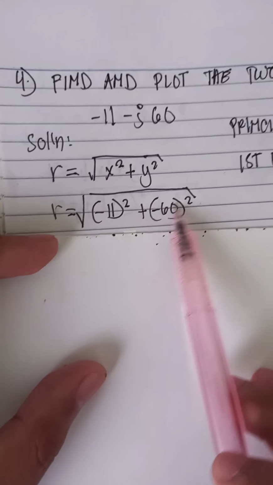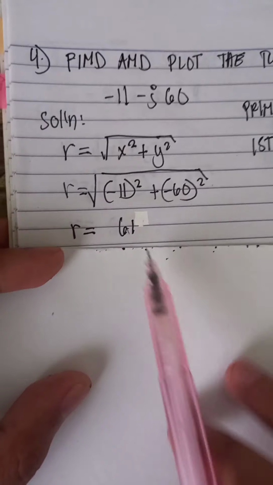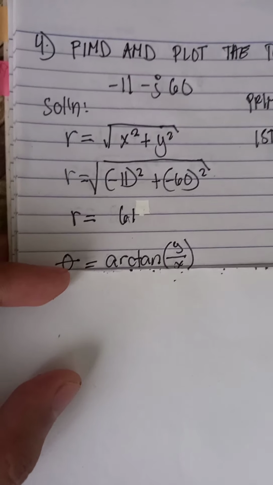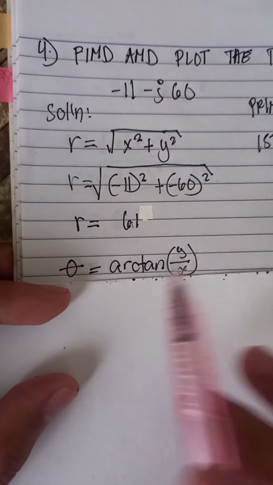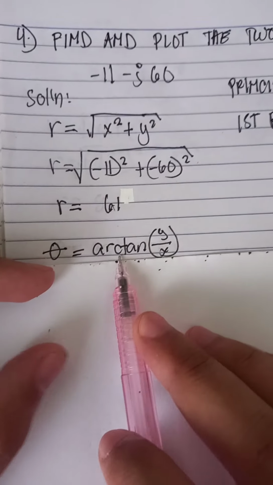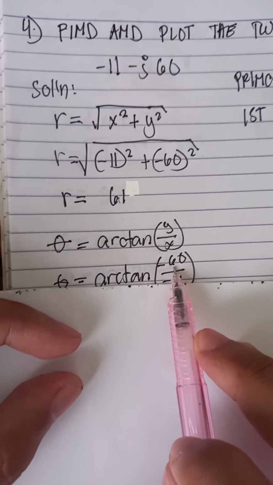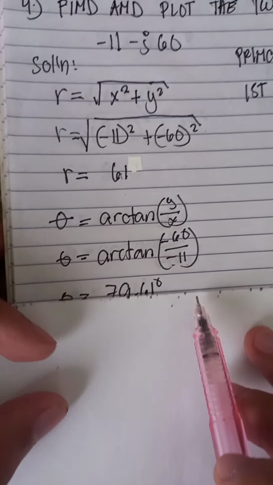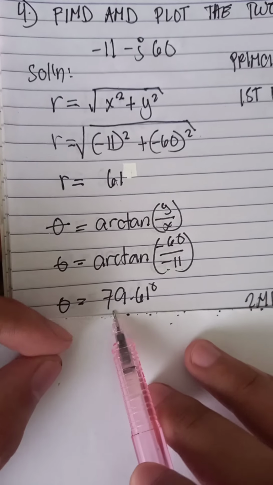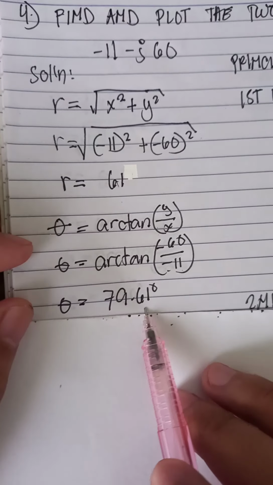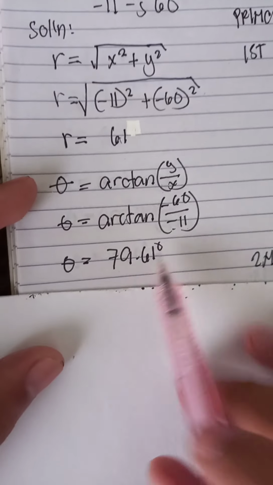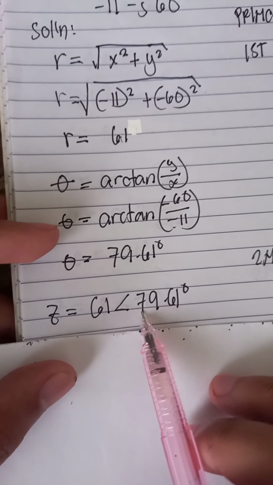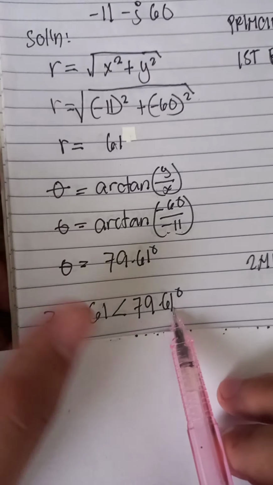You can simplify this using your calculator. It is equal to 61. Second, we have to get the value of the angle. In getting the value of the angle, theta is equal to arctan of y over x. The value of y is negative 60. The value of x is negative 11. Using your calculator, theta is equal to 79.61 degrees. So we can transform this into polar form: z equals 61, angle of 79.61 degrees.